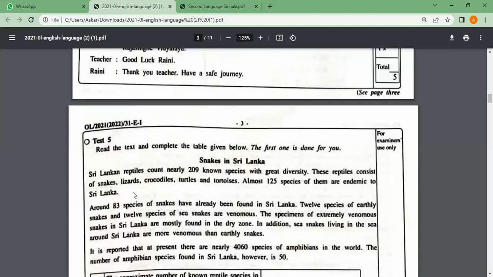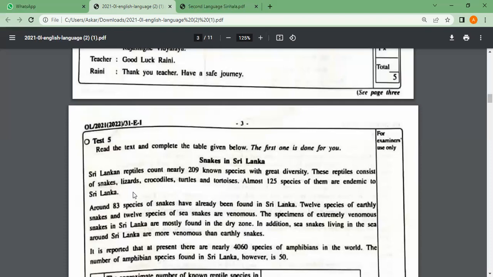The specimens of extremely venomous snakes in Sri Lanka are most found in the dry zone. So in the dry zone, extremely venomous snakes are found. Extremely venomous means poisonous to a greater degree. Such highly venomous snakes are found only in the dry zone.